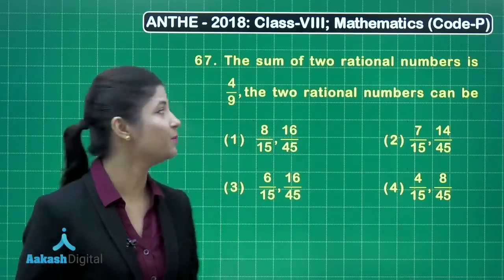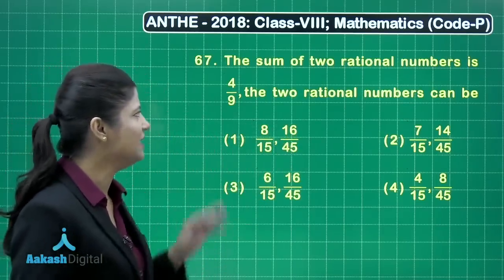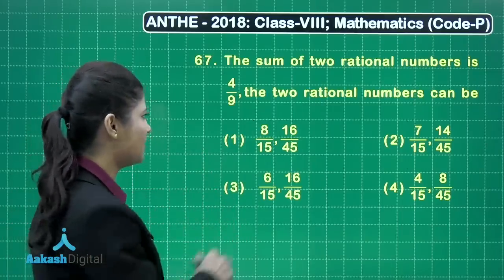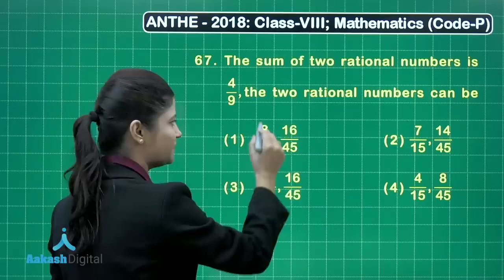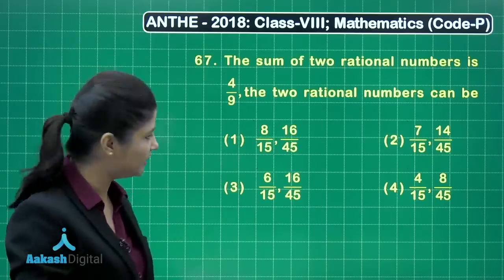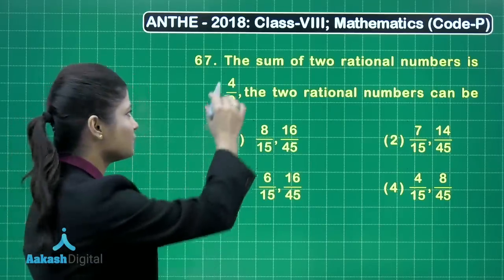Let's discuss question number 67. It states that the sum of the two rational numbers is 4 upon 9. The two rational numbers can be... So here to solve this, we'll go option wise. When you consider 8 upon 15 and add it to 16 upon 45, the sum obtained will be 40 upon 45, which doesn't reduce to 4 by 9.